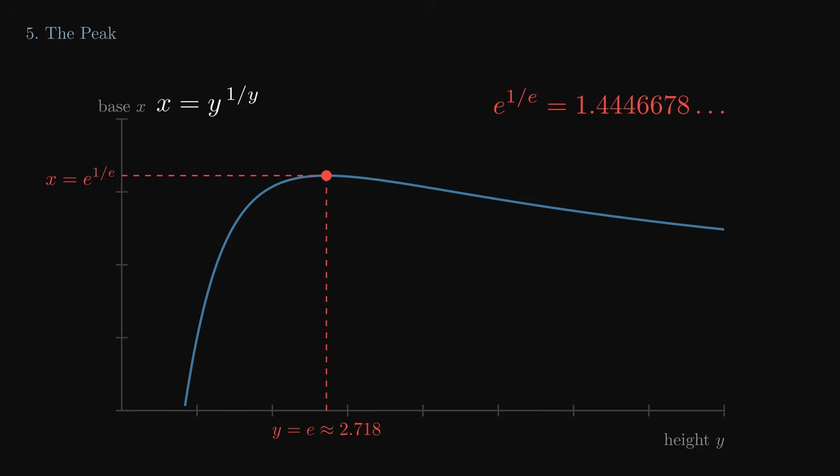Ask for any base below 1.4446, and the curve offers you a height. Ask for a base even a whisker above it, and the curve has nothing to give. There is no height whose equation that base can satisfy, so the tower cannot settle, and it does the only other thing it can. It runs away. That single value, e to the 1 over e, is the cliff edge of the whole subject, and Euler is the one who pinned it down.